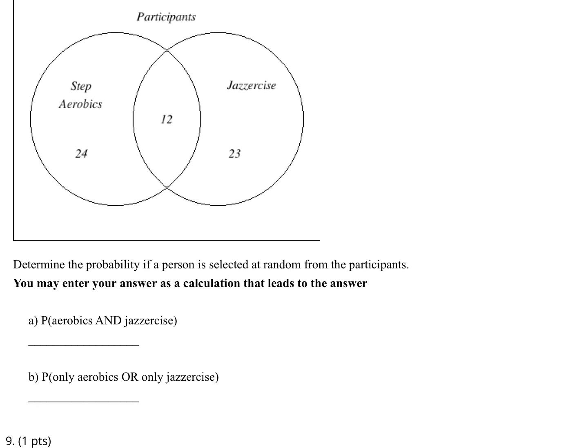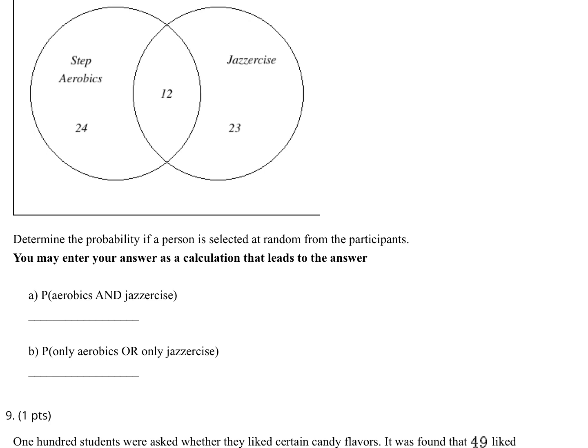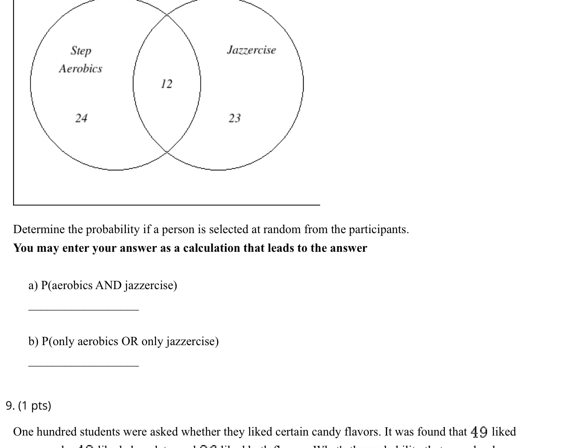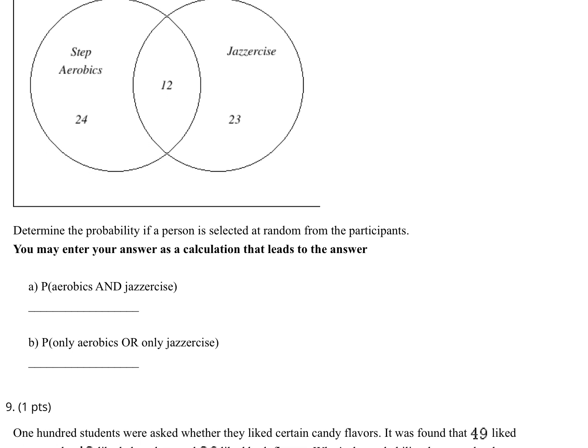So determine the probability if a person is selected at random from the participants. Okay, so we're looking at probability here. First of all, let's find our denominator. We want to find the total. That would be 24 plus 12 plus 23, which is 59. So our denominator is 59. The probability is how many people do aerobics and jazzercise. What's the probability that you would pick a person who likes to do both? That would be 12.